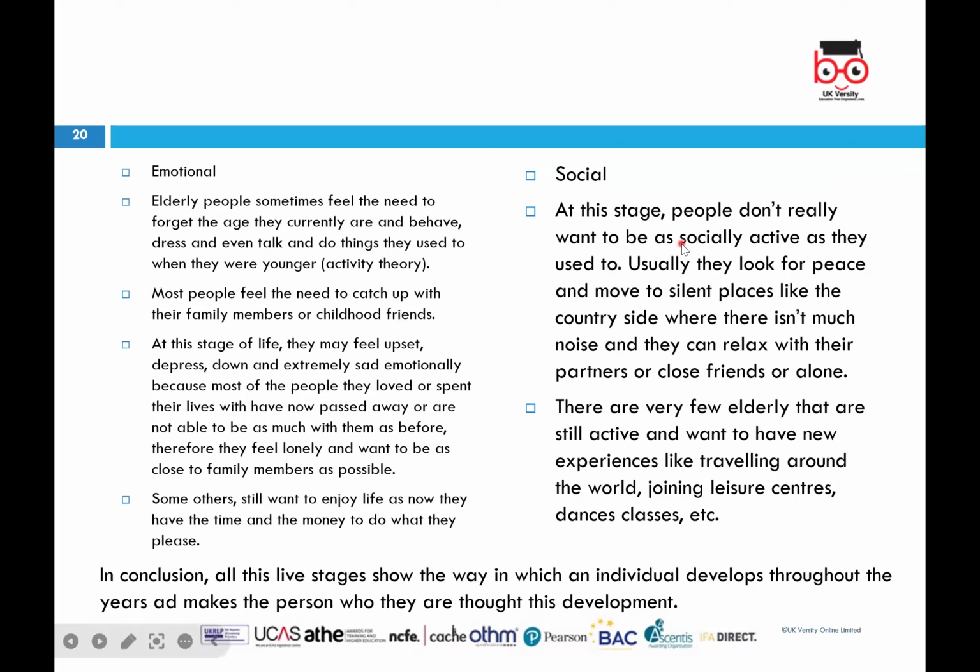Socially, most of them don't really want to be as socially active as they used to be because they don't have the energy and they just want to relax with their partners or close friends or family members, or stay alone instead. Some elderly people still like to travel, and join leisure centers just to keep them going. So, all of these stages show the way in which an individual develops throughout the years and makes the person who they are through this development.